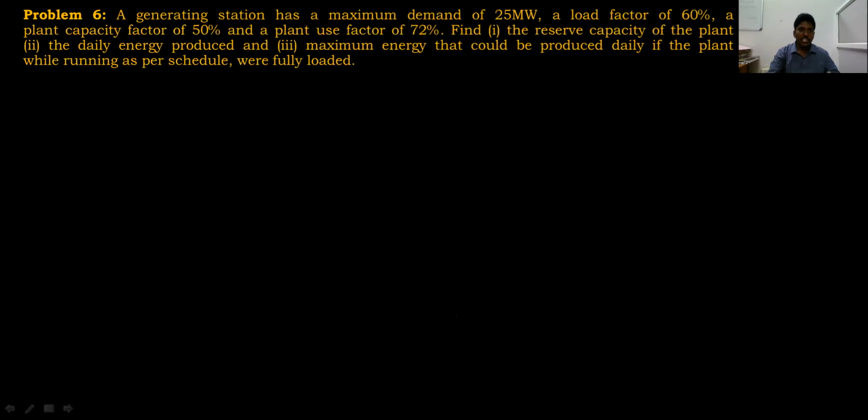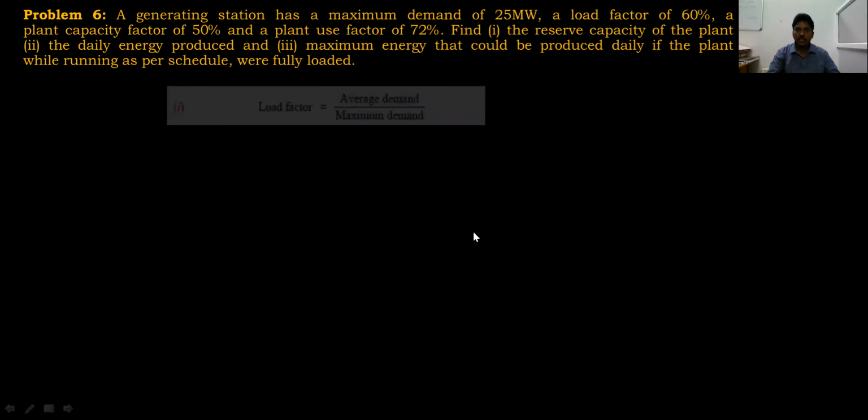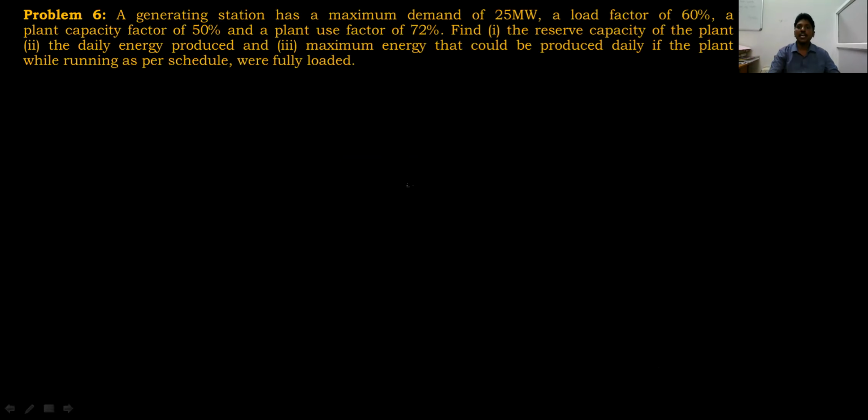The first problem: a generating station has a maximum demand of 25 megawatts, a load factor of 60%, a plant capacity factor of 50%, and a plant use factor of 72%. Find the reserve capacity. From maximum demand and load factor, we can derive the daily energy produced, or the number of units generated in a day.